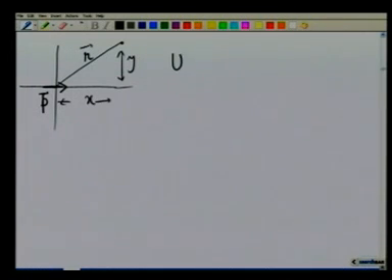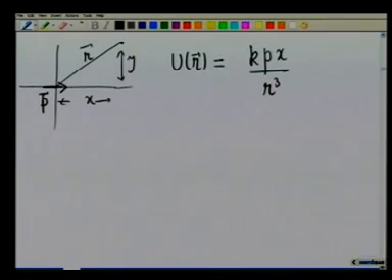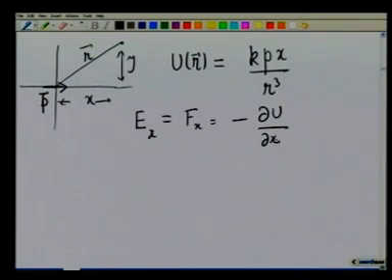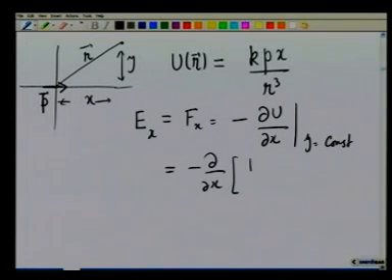I found that U of r for a single charge, so the potential, is equal to k p x over r cubed. So, I can find the x and y components of the force or the electric field, because electric field is the same as force on a unit charge, F x is equal to minus dU dx, which is equal to minus d over dx. I am taking a partial derivative. So, when I do that, y remains a constant, of k p x over x square plus y square raised to 3/2.